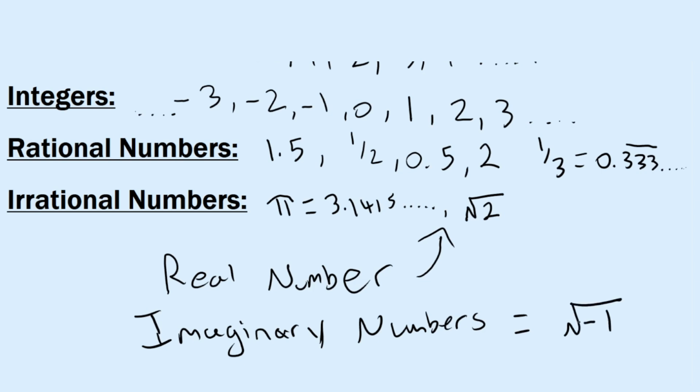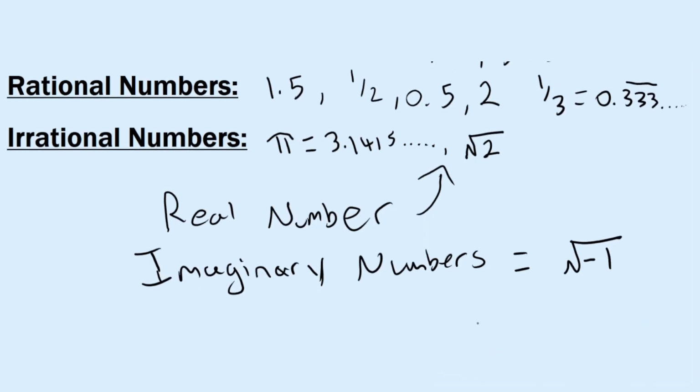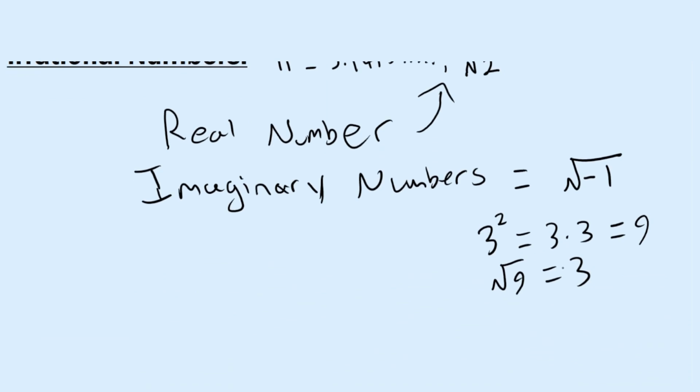And to see why this works, whenever you take a square of something, 3 squared, that's 3 times 3, which is 9. Therefore, the square root of 9 is 3. And to be more precise, it's plus minus 3, because 3 times 3 is 9, but also -3 times -3 is also 9, positive 9, because a negative times a negative will give you a positive.